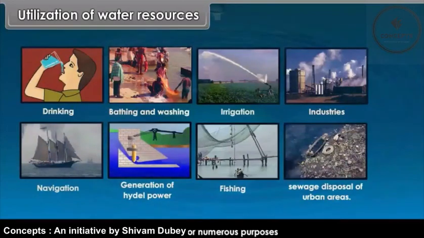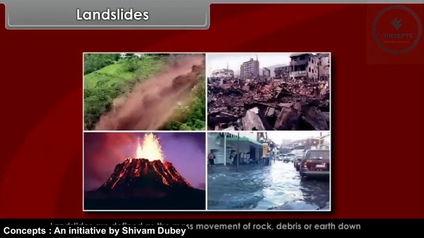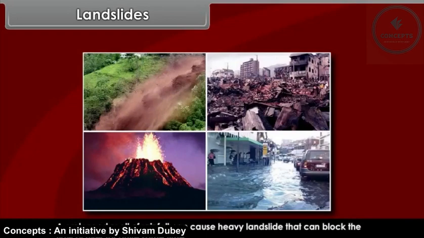Landslides. Landslides are defined as the mass movement of rock, debris, or earth down a slope. They often take place in conjunction with earthquakes, floods, and volcanoes. A prolonged spell of rainfall can cause heavy landslides that can block the flow of a river for quite some time. The formation of river blocks can cause havoc to the settlements downstream on its bursting.